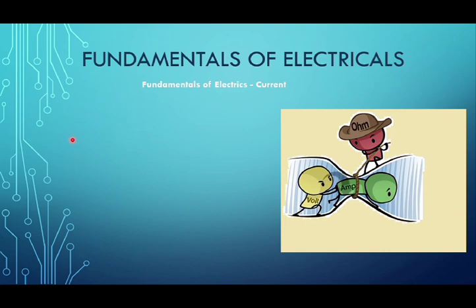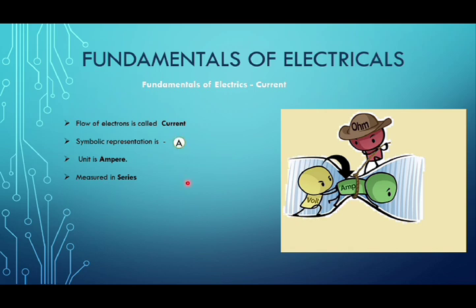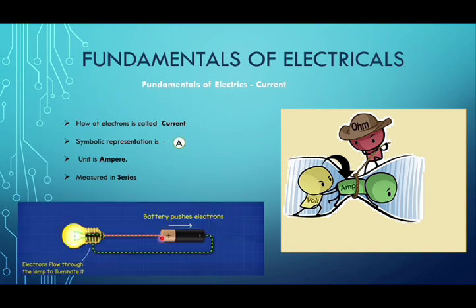Okay, so the definition of current is the flow of electrons. You can see the flow of electrons is called current. You know the electron is a combination of neutrons and protons. So from one point to another point the electrons will be passed. For example, here you can see the battery's positive pole and negative pole. The battery pushes the electrons towards the negative pole and it will charge the bulb to illuminate. So the flow of electrons is called current.